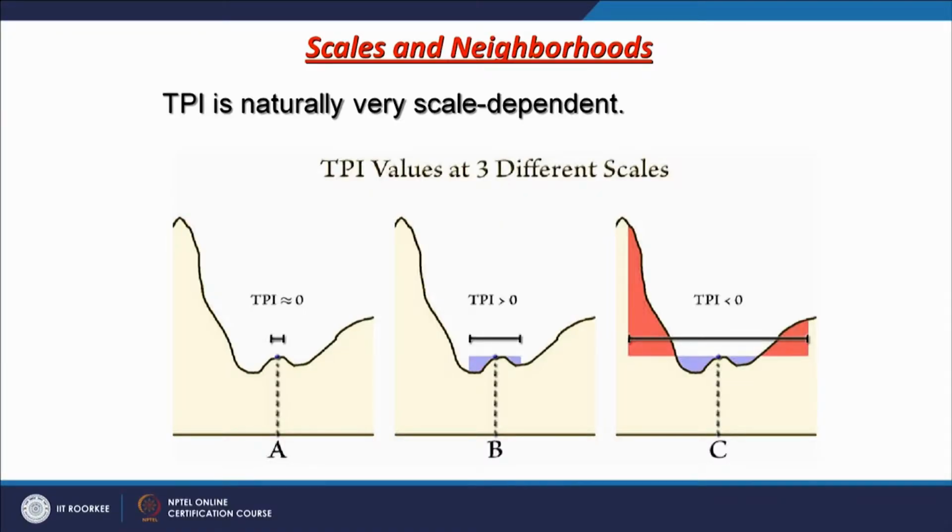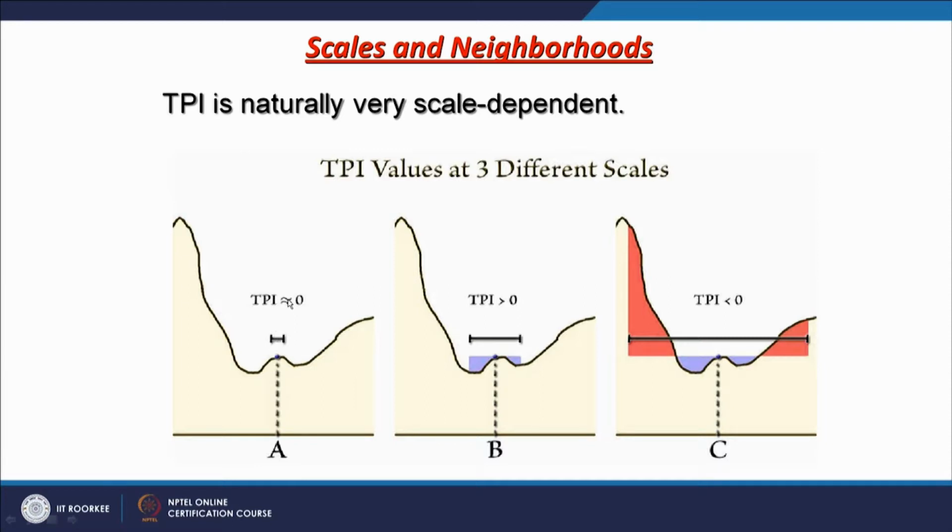So TPI, as I have mentioned, naturally varies with scale. Basically, it is scale dependent, because of different neighborhoods. The example here, through this schematic, is that if we get the TPI near zero, then we are basically on the hilltop. But if TPI is greater than zero, however the scale has changed, this is nothing but the scale bar, and so this is a very large scale, and therefore your scale bar is very small here.